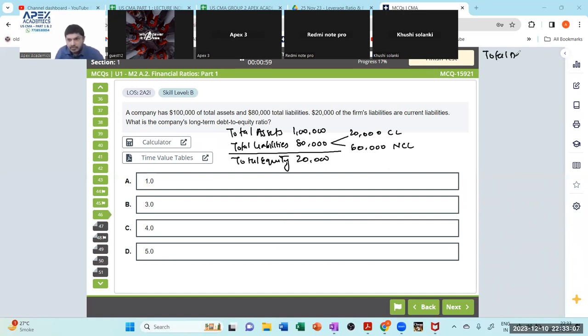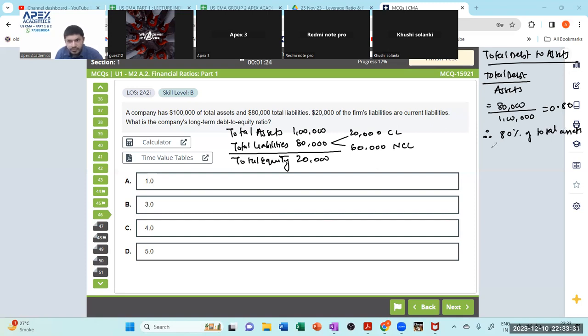First question, total debt to assets, or debt to total assets. What will it be? It will be total debt divided by assets. What is your answer? 80,000 divided by 1 lakh, which is equal to how much? 0.80. Therefore, can I say 80% of total assets are financed from borrowings.